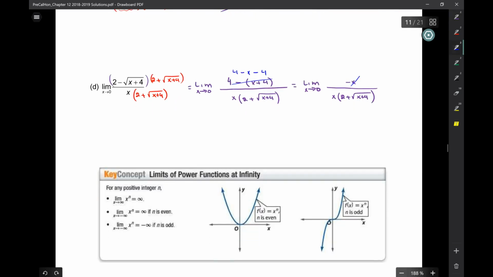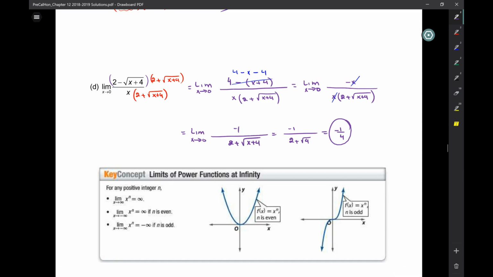Cancel out the x's, but what do I have left in the numerator? Yeah, please don't let go of that negative 1, right? That's probably the most common mistake. And I hate to take points off for that negative when everything else was right. So now, look, now I can plug in my 0. And I get negative 1 over 2 plus root 4, negative 1 over 4. Like, it's really a beautiful thing. I can't say that enough. Okay?